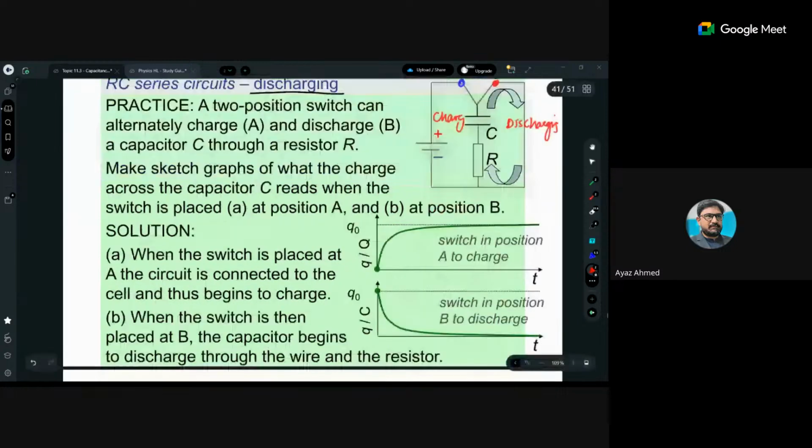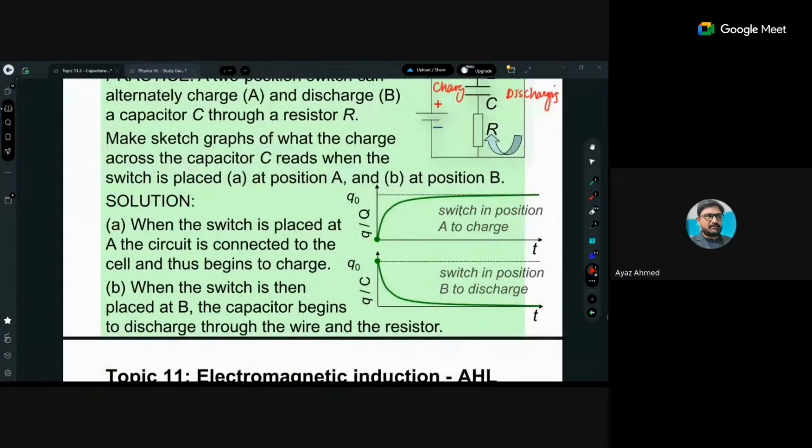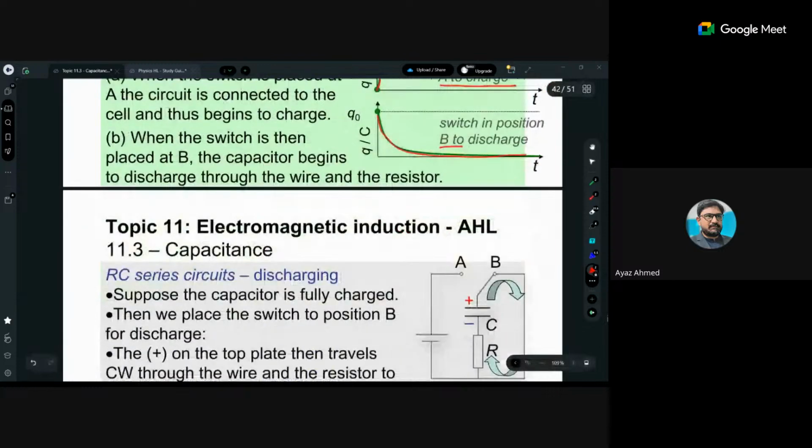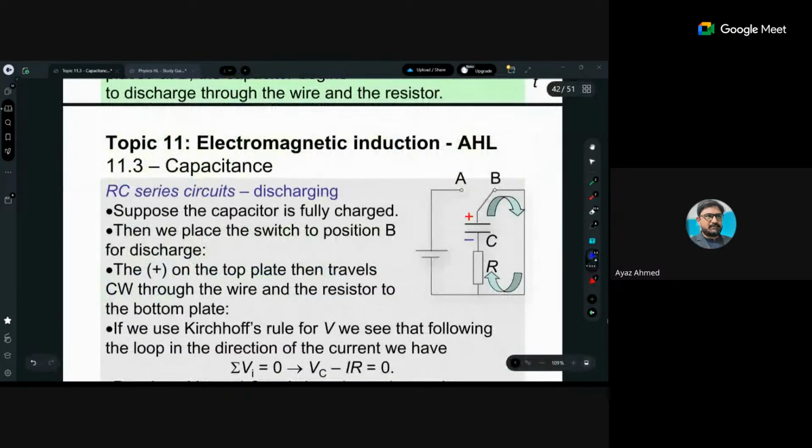So I can say that when the switch is in position A, the charge is stored on the capacitor, and when the switch is at position B, the charge is discharged from the capacitor. It is lost from the capacitor. So these are two easy ways to figure it out. Here he has placed this at position B and made this capacitor act as a battery. This is the positive battery terminal, and this works just like the negative terminal of a battery.